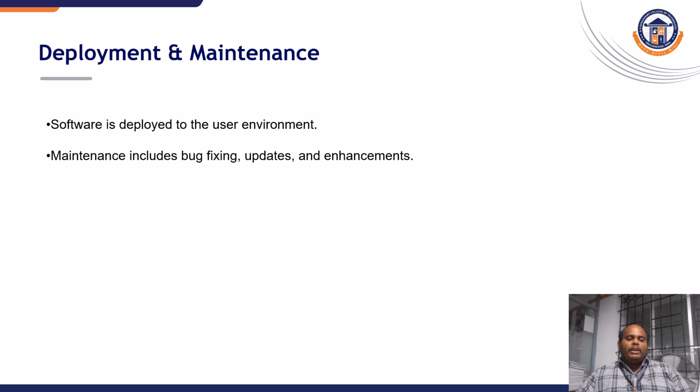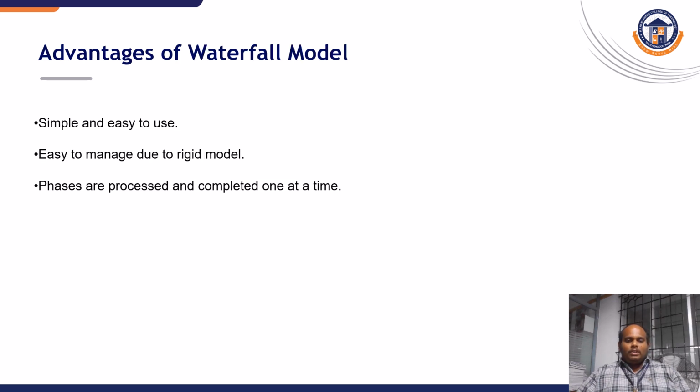Next, move on to deployment and maintenance. In deployment, if your project is successfully completed as per the user's requirements, we hand it over to the user. If the user is satisfied, we move to maintenance. If the user asks for some updates, we implement those updates in the project. This is called maintenance, and then finally we get feedback. All of these come under the waterfall model.